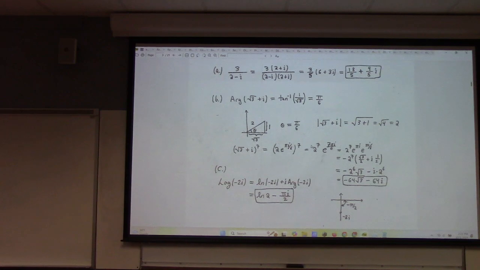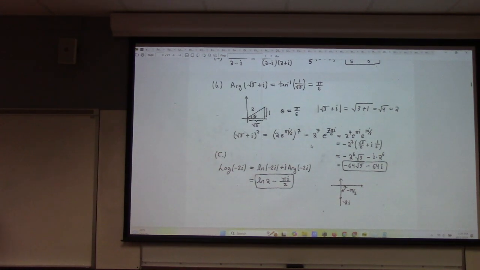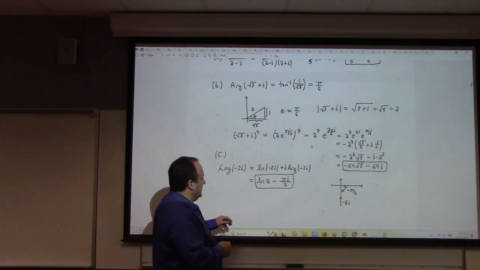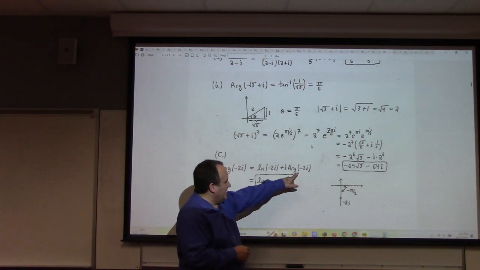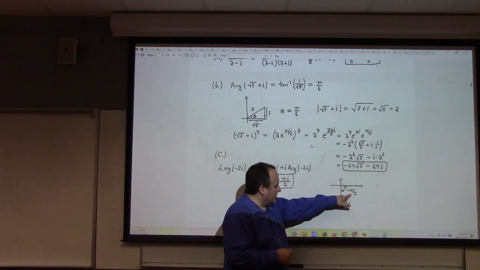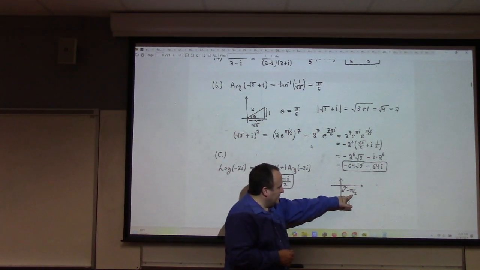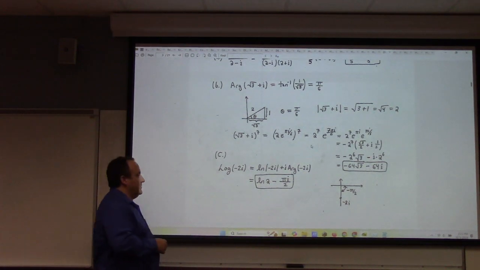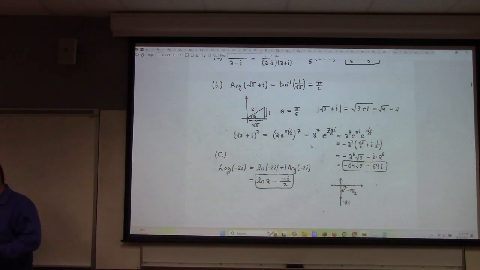So there's that. Log of -2i is the natural log of the modulus of 2i plus i arg of -2i. Now -2i is down here, which has a standard angle of minus pi over 2. And so that's what it is. Notice it's the capital Log, so it is a particular value. It is not a set of values.